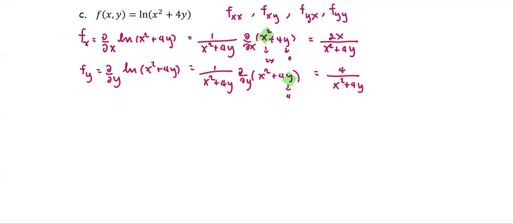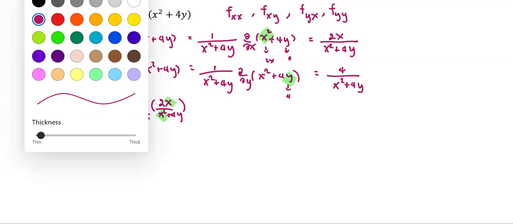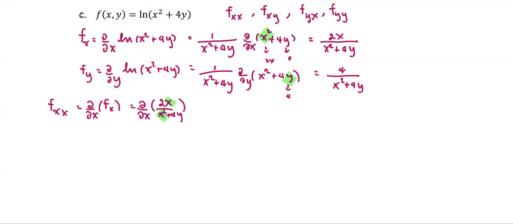So next, for the second order, that's f_xx. We find the partial with respect to x of f_x, or the partial with respect to x of 2x divided by x squared plus 4y. We see x in both numerator and denominator. For this one we're going to use the quotient rule. I put the note here. The quotient rule.